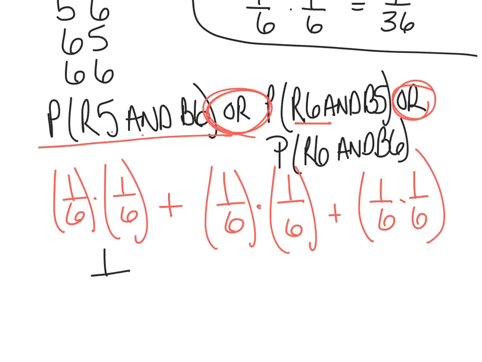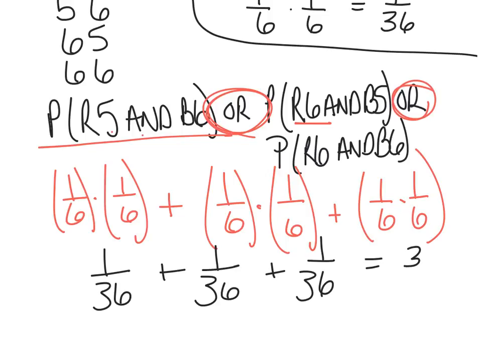So I would say that's 1 over 36 plus 1 over 36 plus 1 over 36 for a total of 3 out of 36, or 1/12. So again, they didn't use the words and or, but I had to interpret that and put it into my own sentence.